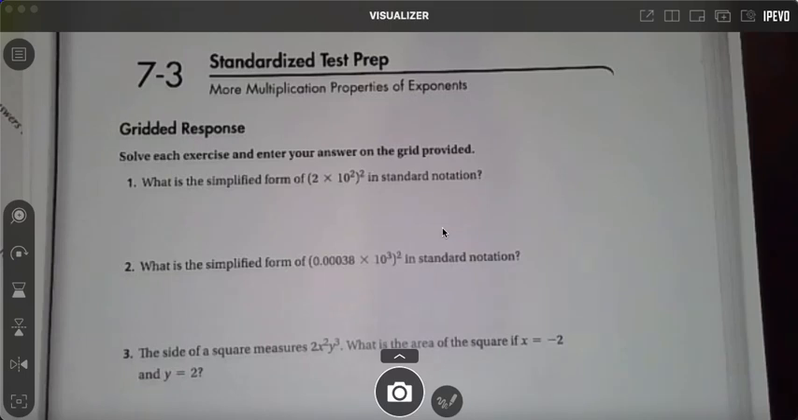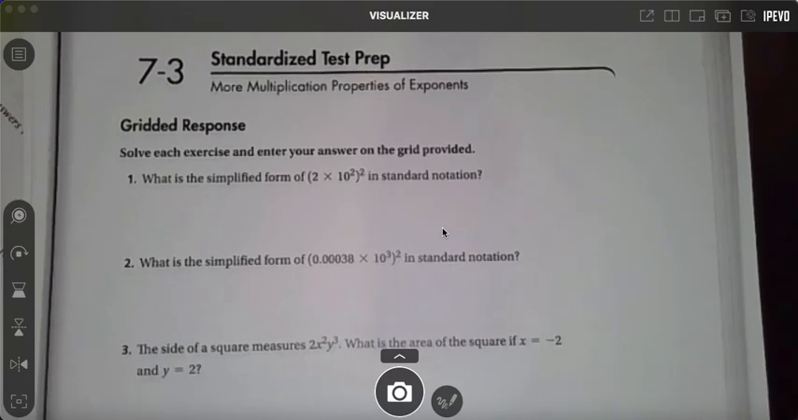Number 1. You're looking up here, I'm going to call you out. On this one, this is a power to a power. Remember, you multiply. Okay? The first rule, when you're multiplying, you add exponents. When you have a power to a power, you multiply them.